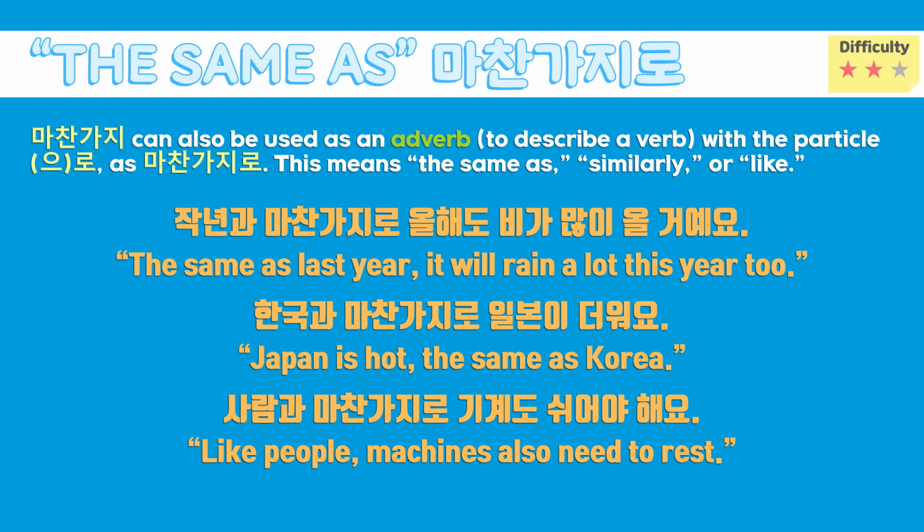마찬가지 can also be used as an adverb to describe a verb with the particle 으로, as 마찬가지로. This means the same as, similarly, or like. 작년과 마찬가지로 올해도 비가 많이 올 거예요. The same as last year, it will rain a lot this year too. 한국과 마찬가지로 일본이 더워요. Japan is hot, the same as Korea. 사람과 마찬가지로 가게도 쉬어야 해요. Like people, machines also need to rest.